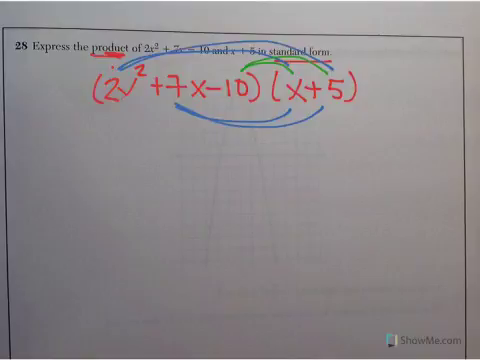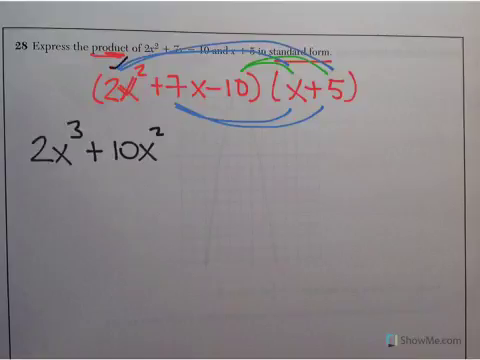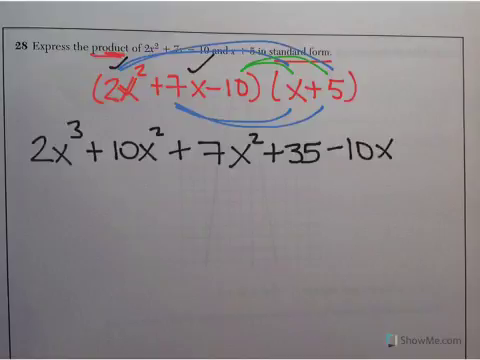So I have 2x squared times x is 2x cubed. 2x squared times 5 is a positive 10x squared. Okay, so I'm done with this one. Now I move on to the 7x. 7x times x is a positive 7x squared. 7x times 5 is a positive 35. Done with the 7x. Negative 10 times x is a negative 10x, and a negative 10 times positive 5 is a negative 50, so I'm done with a negative 10. So I've multiplied everything I needed to.